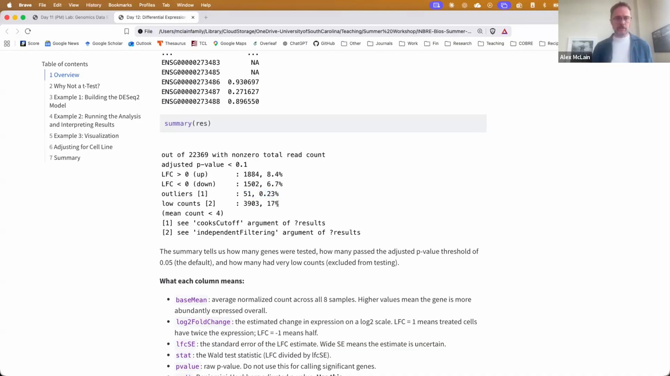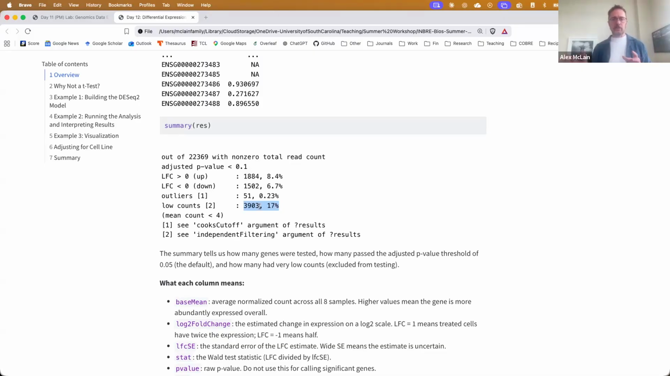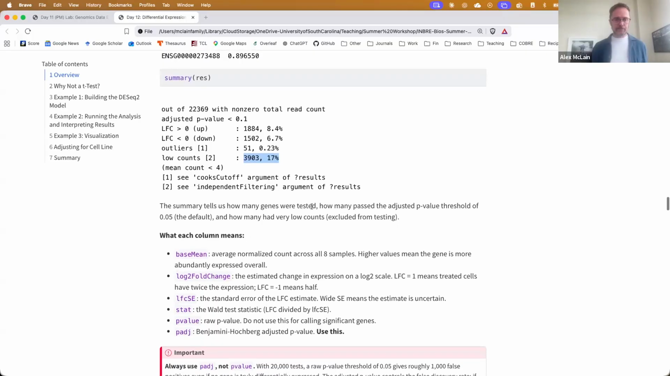Low counts. So there's another around 4,000 that were removed. So we removed about 40,000. This took another 4,000 away because the mean count was less than 4. So this particular filtering here is going to use the normalized counts. When we initially did our filtering, we did not use the normalized counts. We used the unnormalized counts. So a few more are taken away by the DESeq procedure.